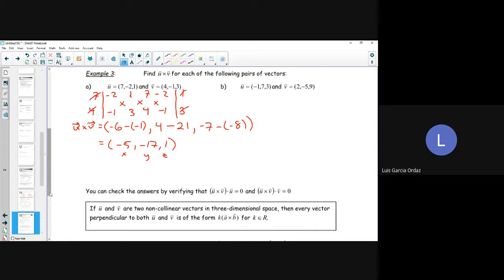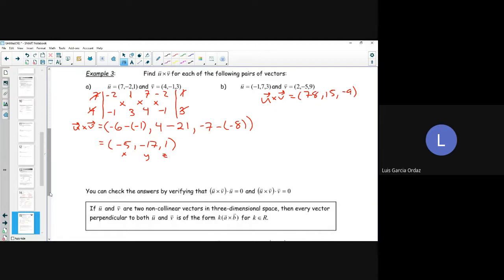Okay, so did everybody get what Ricardo got? 78, 15, negative 9. Perfect. So the cross product of u and v is going to give me 78, 15, and negative 9.